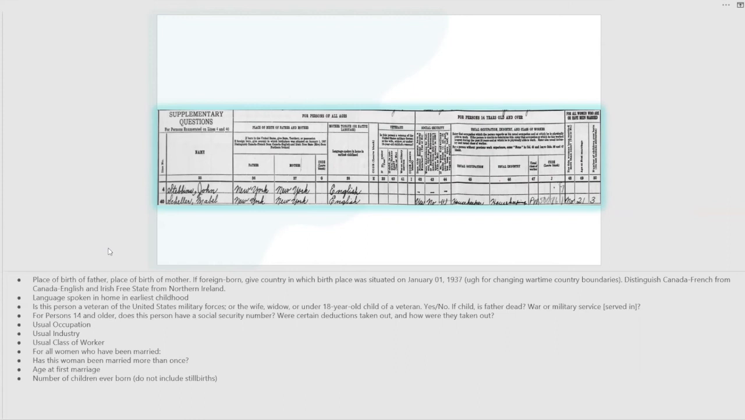Language spoken in the home: is this person a veteran of the United States military forces or the wife, widow, or under 18 child of a veteran? If a child, is the father dead? War or military service they served in.